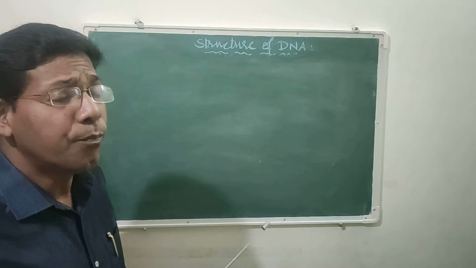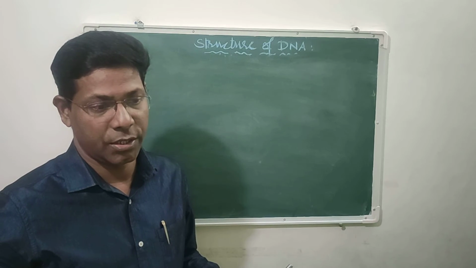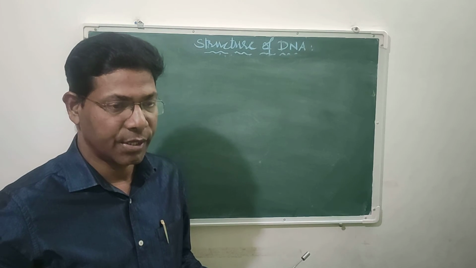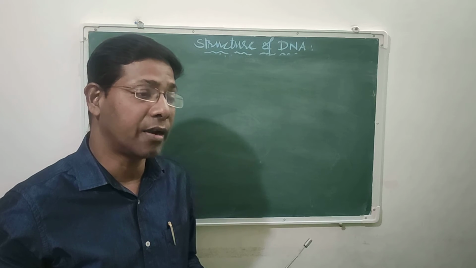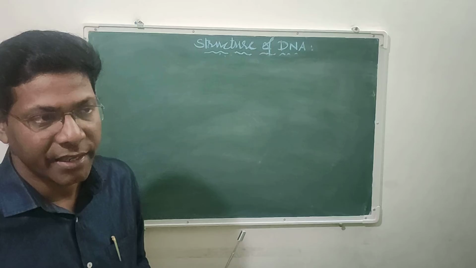The backbone of the polynucleotide chain is the sugar and phosphate moiety, whereas the nitrogen bases are attached to the backbone towards the inner side.